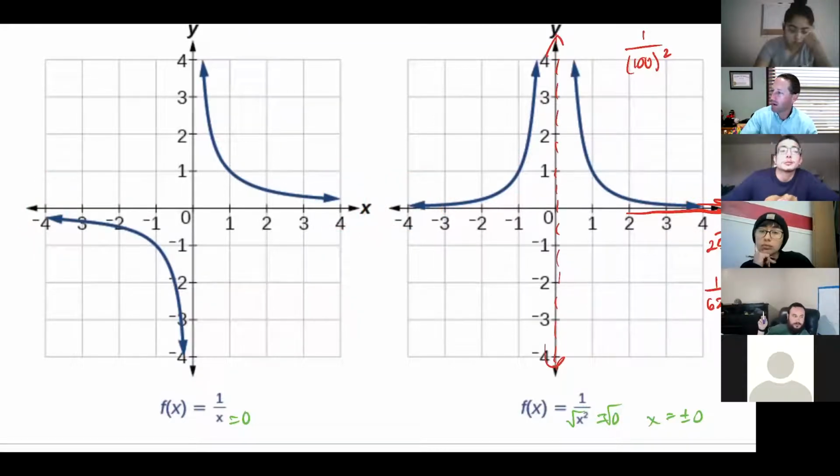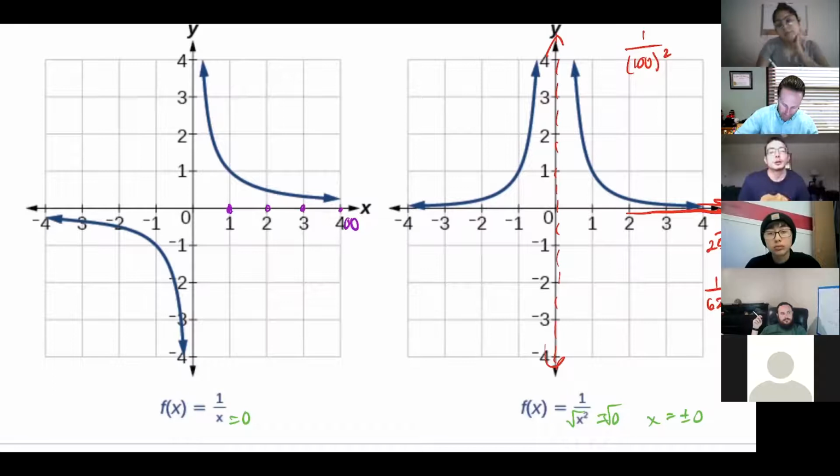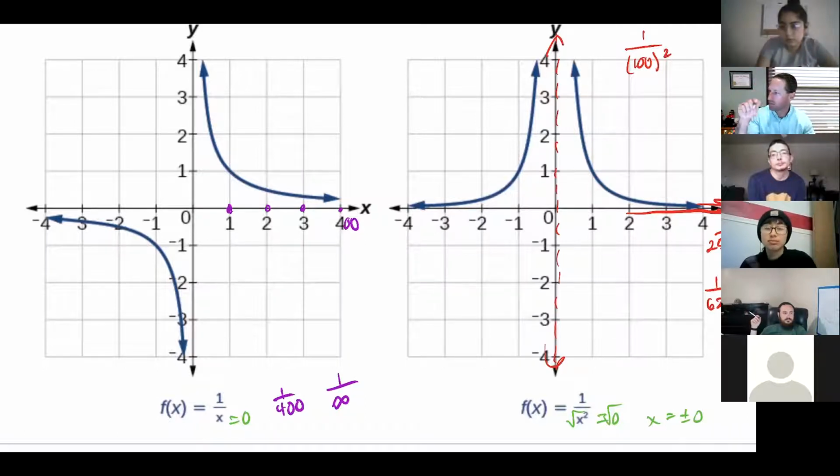But why is that? Well, remember, if we're plugging in really big numbers, 1, 2, 3, 4, how about 400? Well, then that's going to give me 1 over 400. What if I plugged in infinity, you guys? Can you do that? Can you just take your calculator or your keyboard and just rotate it and put the 8? No, it doesn't make sense, right?